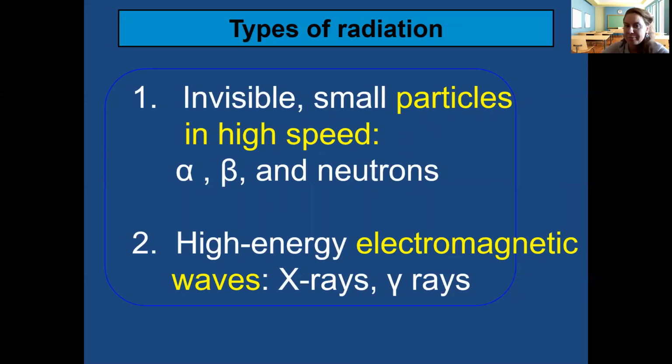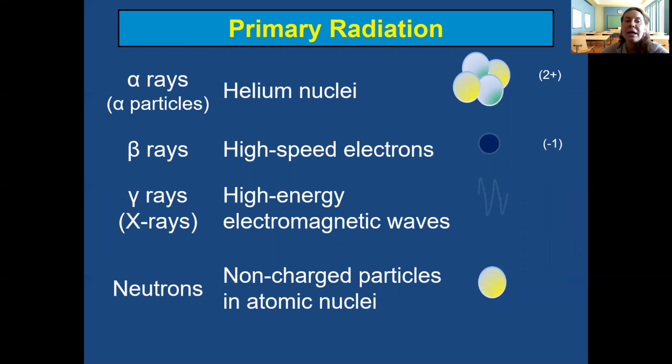Types of radiation: invisible small particles at high speed, alpha, beta, and neutrons, and high-energy electromagnetic waves, X-rays and gamma rays. Primary radiation: alpha rays, or alpha particles, most often are nuclei of helium. Beta rays are high-speed electrons. Gamma rays are high-energy electromagnetic waves. And neutrons are uncharged particles in the atomic nucleus.